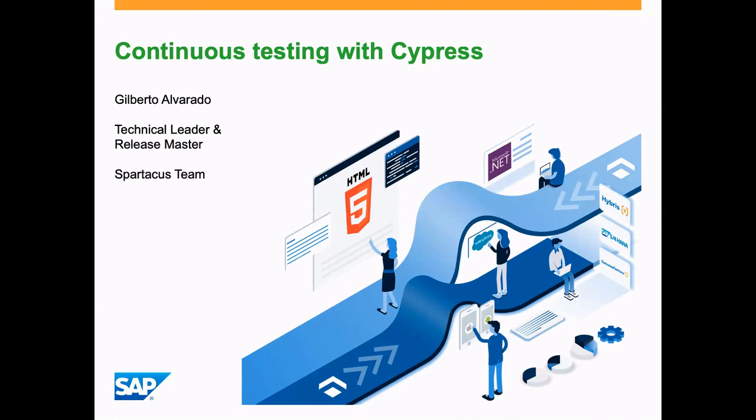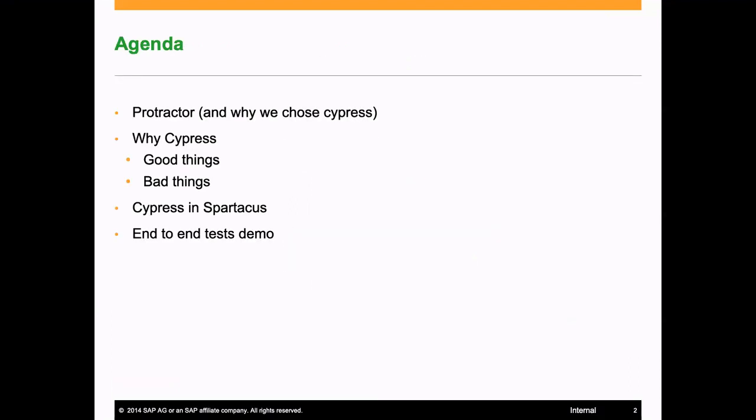So let's get started. This is what I'm briefly going to talk about. I'm going to start with Protractor, because that's pretty much what led us to adopt Cypress. I'm going to speak a little about Cypress, what it is, how it works, good things and bad things based on our experience on the Spartacus project, and also a couple of small demos of it.